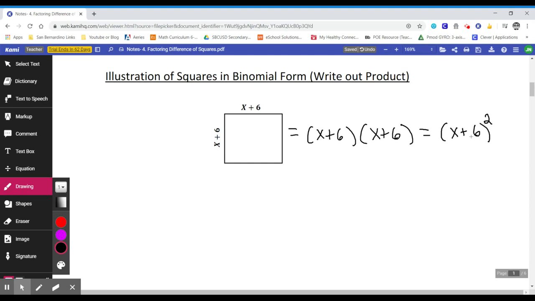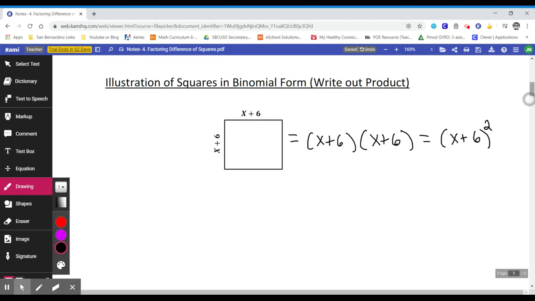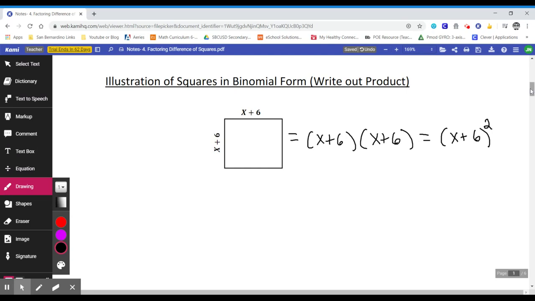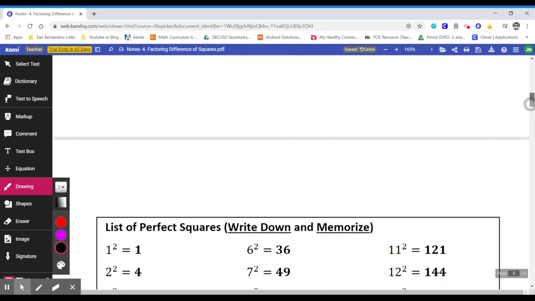So that's a little bit about perfect squares in general. Now, since we're talking about perfect squares, you need to know your multiplication tables in terms of perfect squares to be able to do some of these examples.